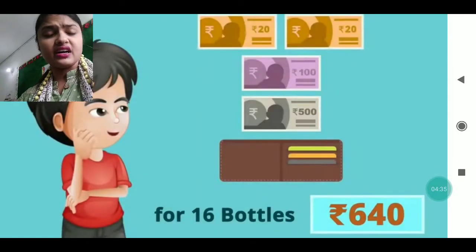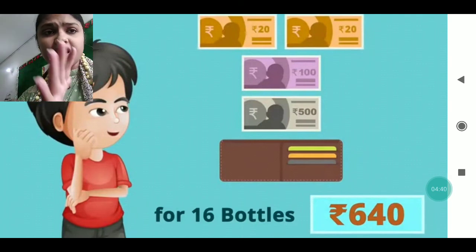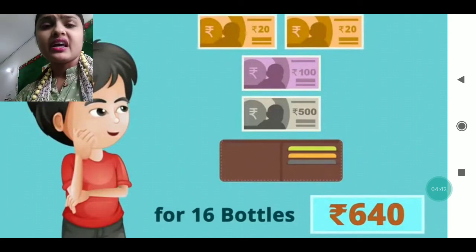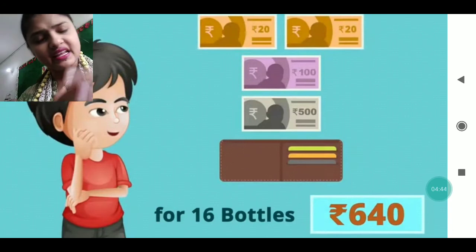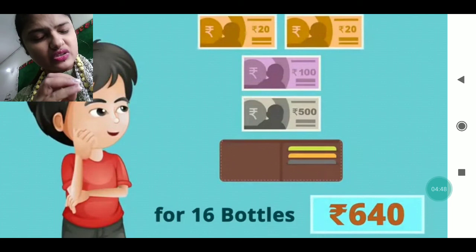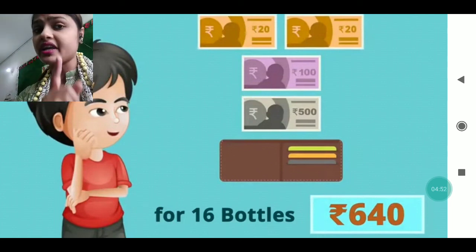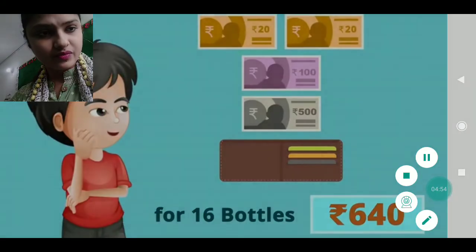So he has taken the currency, that is a 500 rupee note, a 100 rupee note, and two 20 rupee notes. He has put them in his wallet and gone out to purchase 16 bottles of juice, the cost of which he has calculated is 640 rupees.